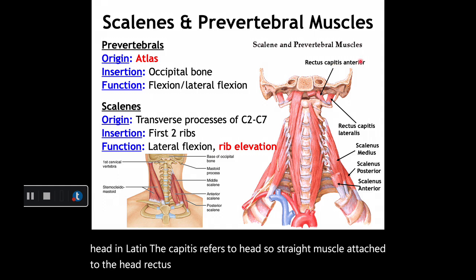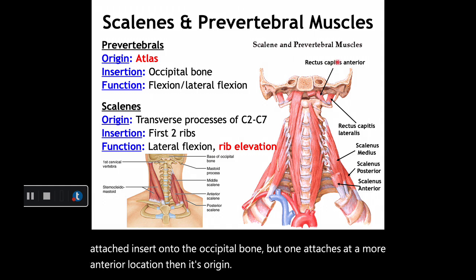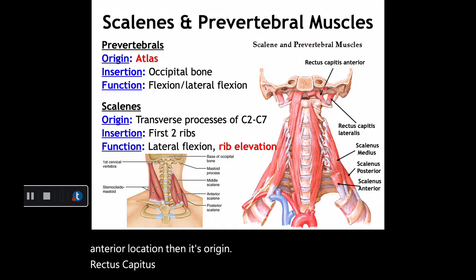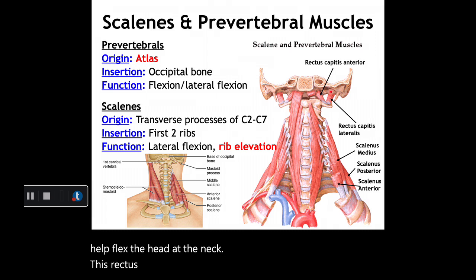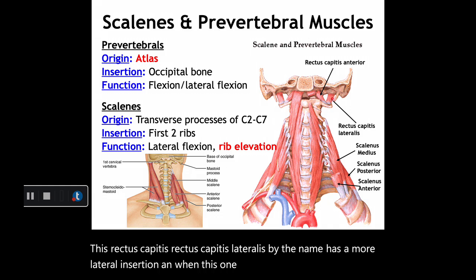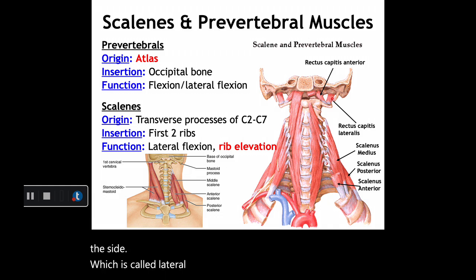They both insert onto the occipital bone, but one attaches at a more anterior location than its origin. Rectus capitis anterior, right? When that one contracts, it's going to help flex the head at the neck. This rectus capitis lateralis, by the name, has a more lateral insertion, and when this one contracts, it'll pull the head to the side, which is called lateral flexion. Left lateral flexion of the head, right lateral flexion of the head.